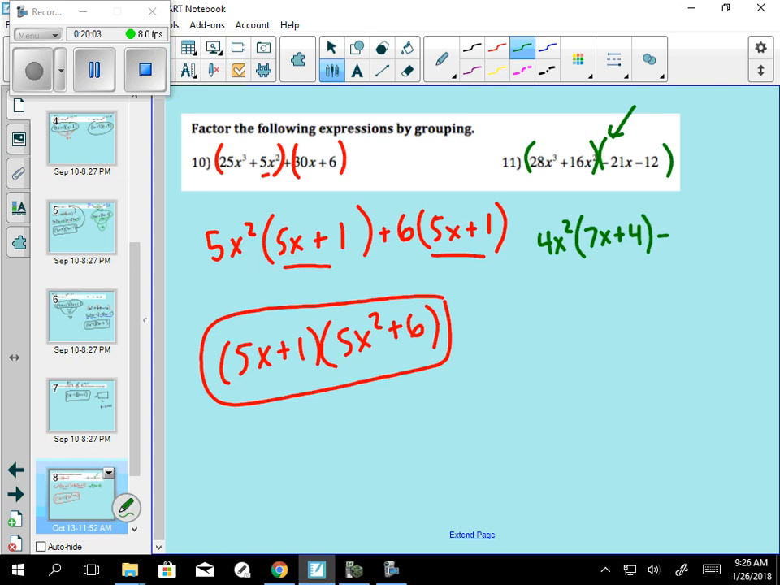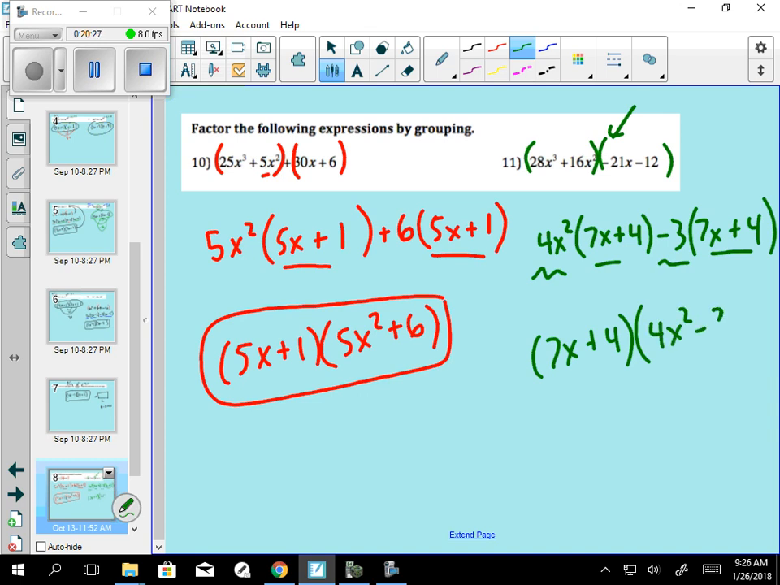In the second one, anytime that first term is negative, we for sure want to factor out a negative. Also looks like 3 would be a number here that divides into both of those. The greatest common factor would be 3. So if we divide the first one by negative 3, we'd get 7x. If we divide the second one by negative 3, we'd get positive 4. Again, looking at these parentheses that are the same here. So it's 7x plus 4 is our greatest common factor. What's left over here is 4x squared minus 3.